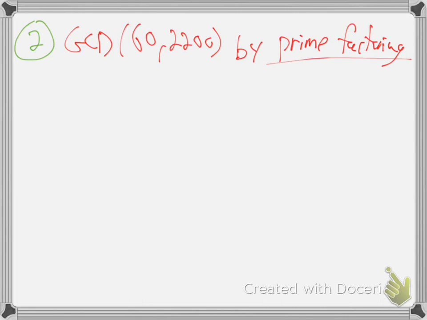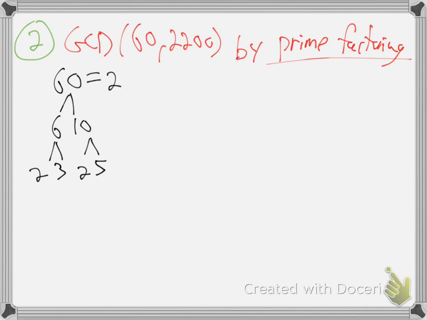It starts the same as the last method. You got to take the 60 and you got to break it down to primes. And then you got to take the 2200 and break it down to primes. So here we go. 6 times 10, 2 times 3, 2 times 5. So what's the guts? What's the DNA of a 60? 2 squared times 3 times 5.